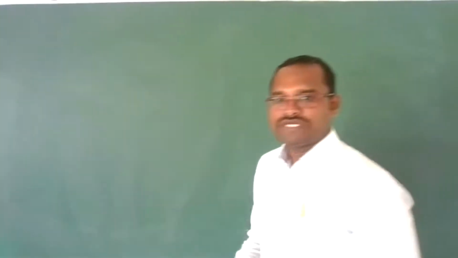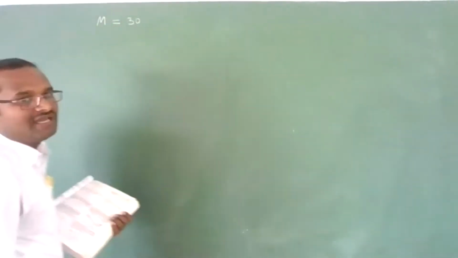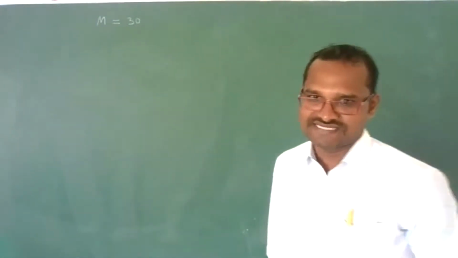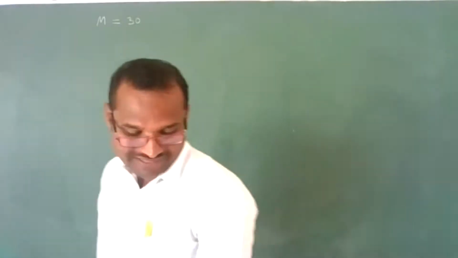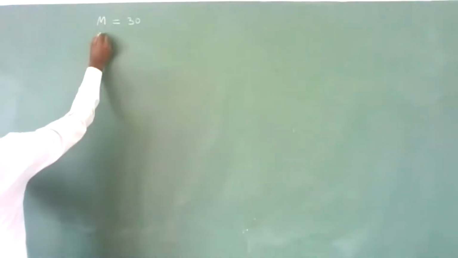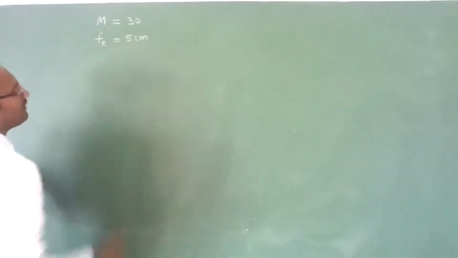Okay. First I am going to take a question from a book. A compound microscope has a magnification of 30. They are saying that the angular magnification of a compound microscope is 30. Now what are they saying? The focal length of its eyepiece is 5 centimeter.